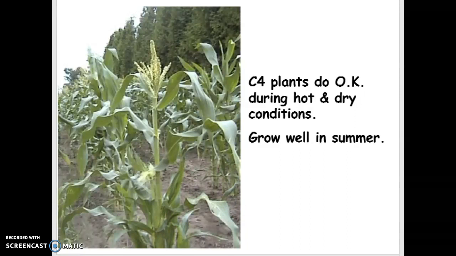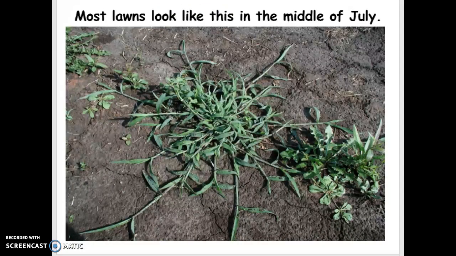A better example are weeds. So think about your lawn in the middle of July when we get into a drought. If we've not had rain in 6 weeks, 8 weeks, the grass is dead. It's gone dormant. Crabgrass and weeds and things like that, they seem to do okay. These plants are C4 plants. They are adapted to that hot, dry environment. But they still need moisture at some point.